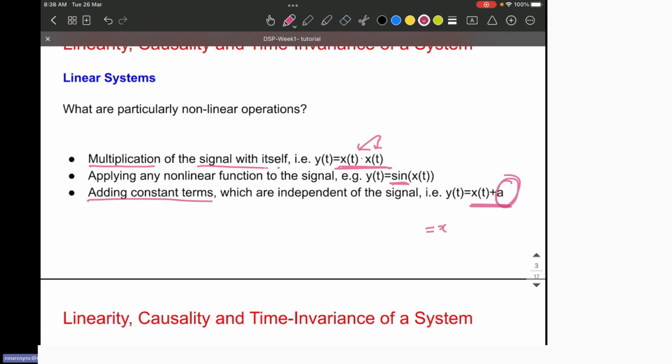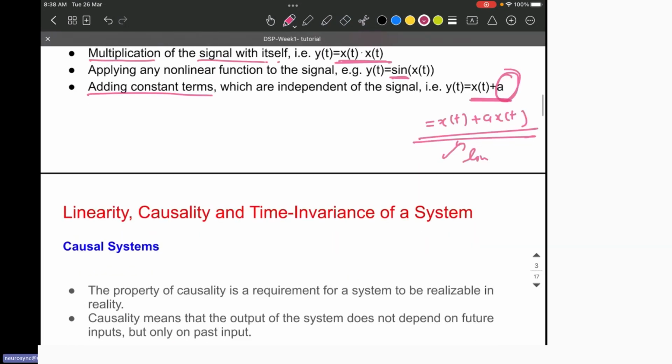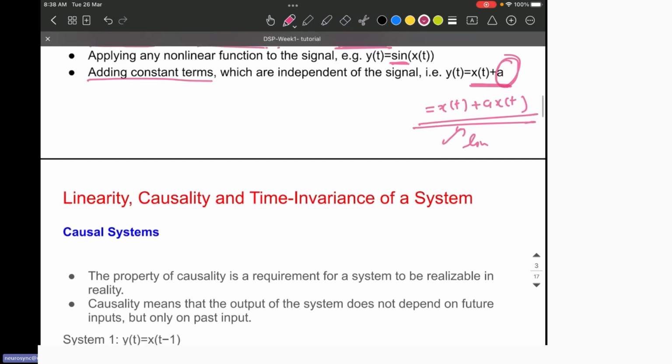If it is x of t plus a into x of t, if it is like this, then this system is basically a linear system. You can say it is a linear system. Okay. So these are some thumb rules to check whether the system is linear or not. By looking at the equation, you can tell it. Then we will see some examples in this tutorial session to check the linearity of the system.